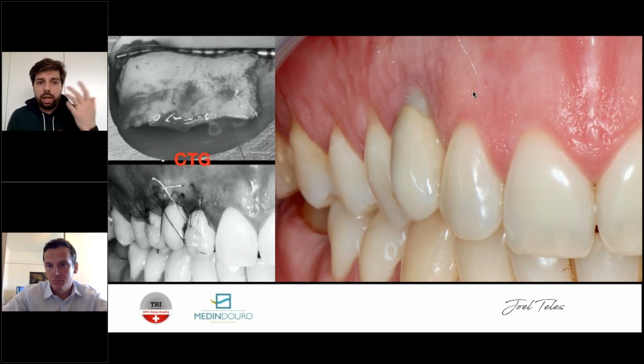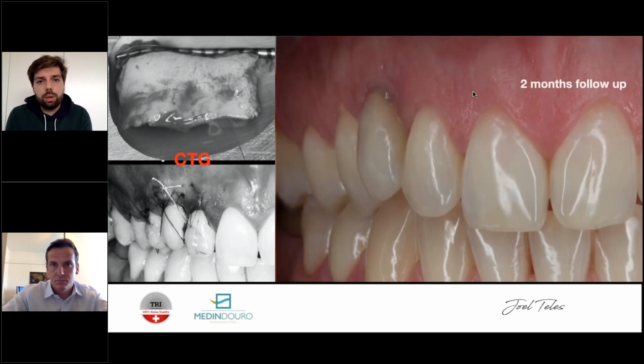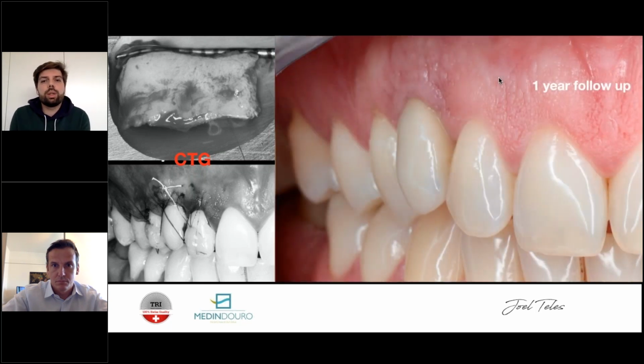So again, I go in, I do a CTG, I do a tunneling technique. After 2 months follow-up, it's looking better, but not quite. But then after 1 year, it looks like this. And I just controlled this patient last week. I don't have the photos with me for 2 weeks ago for obvious reasons. I still have nothing from my office. We're stuck at home, but it's looking even better than this. So it's important that you understand that you need to work with the tools you have, and sometimes it takes more than just one battle to win the war.